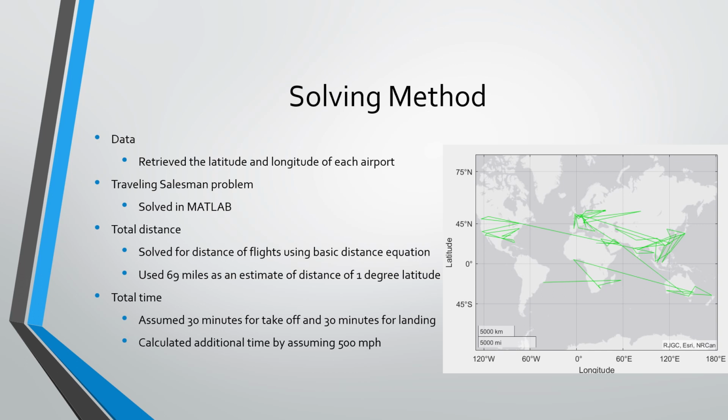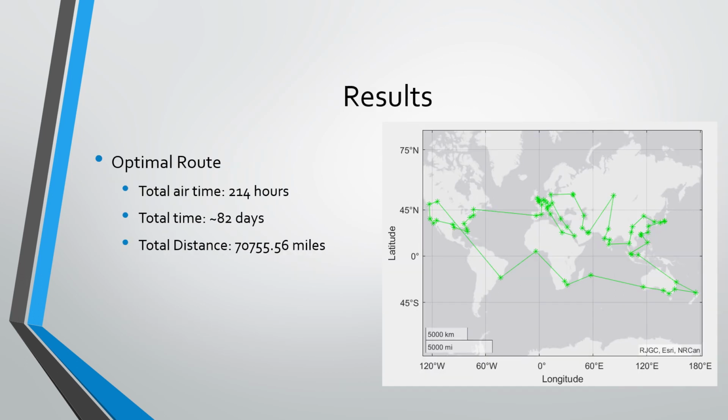On the right here, I showed all the cities connected the way I initially had them, just alphabetically. Doing this method, it was about 200,000 miles and 400 hours in the air. As you can see here, the optimal route, which was found by the solver on the right, has a total air time of only 214 hours, so it's cut in half.